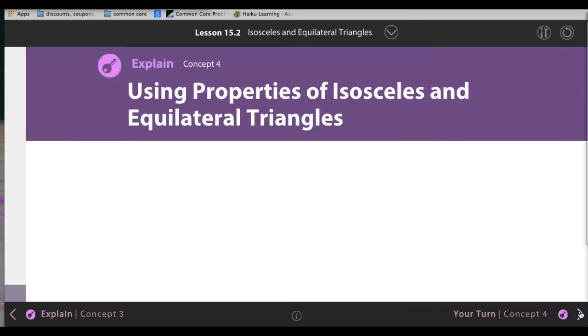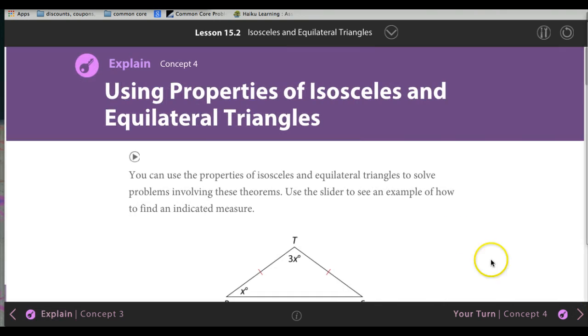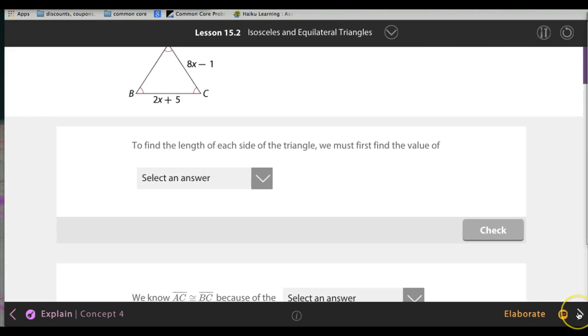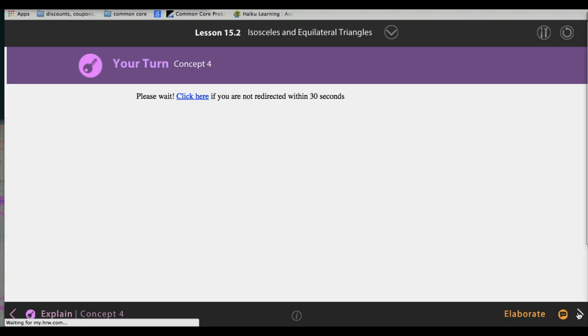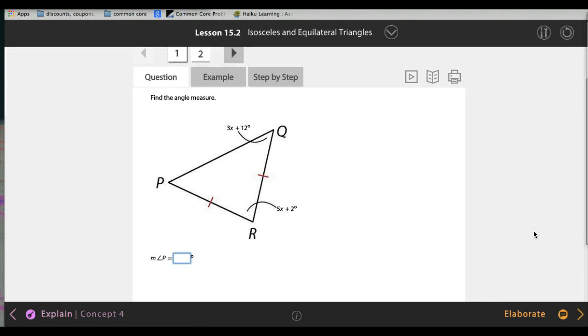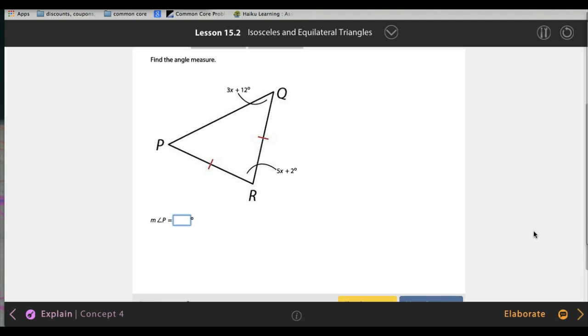So then here comes the solving part. You can work on this on your own, but I'm just going to go ahead and show you the Your Turn question, and after this, we're done for the lesson. Very easy, as you can tell. It says find the angle measure.